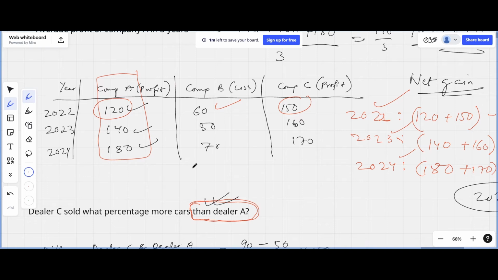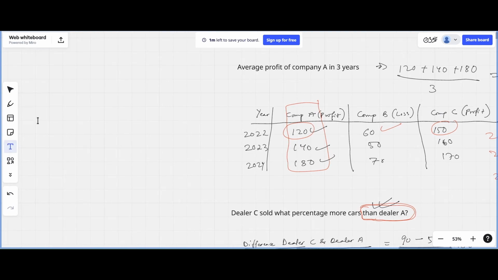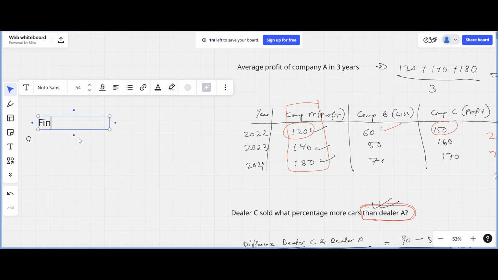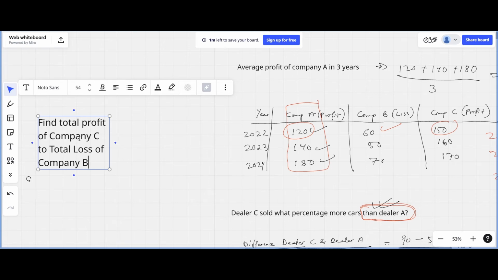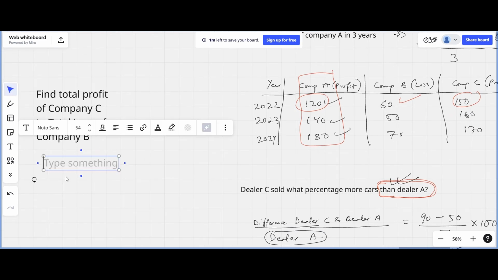Find the ratio of total profit of company C to total loss of company B. So they're saying find the total profit of company C to the total loss of company B. In order to find this, just find out the total profit of company A. Just add all the three. What should I add? Just see company A.